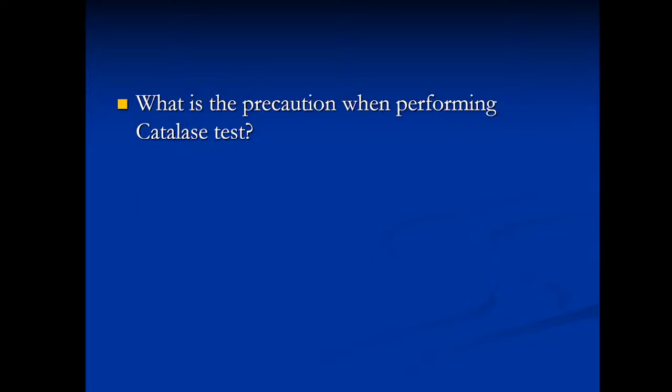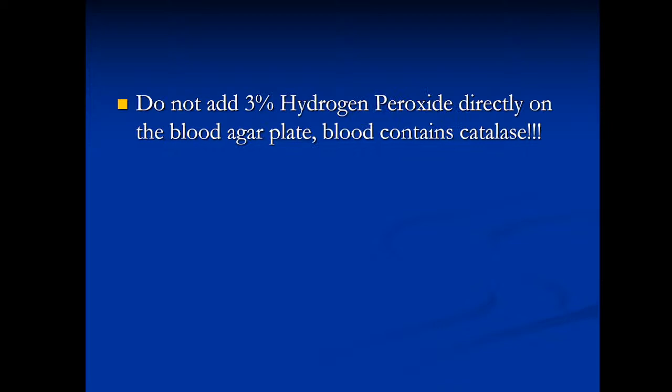All right, what is the common precaution that is often followed when we're doing the catalase test? Hydrogen peroxide should not be used directly on blood agar plates or any culture media that contains blood. We always do it in an inoculum form because blood contains catalase as well. All right. So you can't use hydrogen peroxide because the blood contains catalase. All right, and catalase is the one that produces the effervescence.